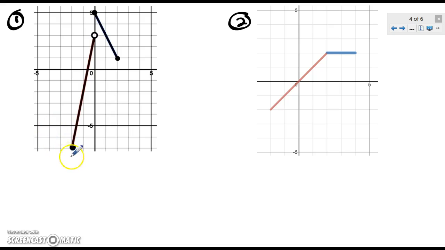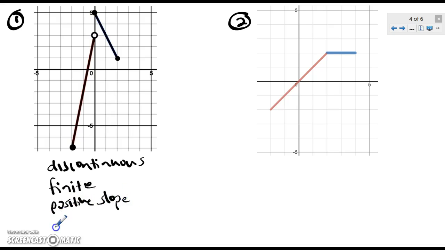You'll notice in the first graph here on the left that this graph is discontinuous. You might also notice that it's finite. It doesn't go on forever in either direction, left or right, or up or down. We notice that it has a positive slope and a negative slope. And we'll notice also that it's discontinuous actually here at x equals 0. So discontinuous at x equals 0.